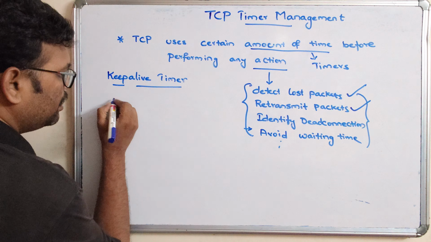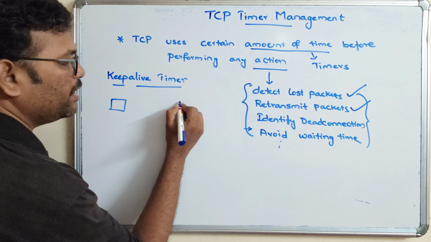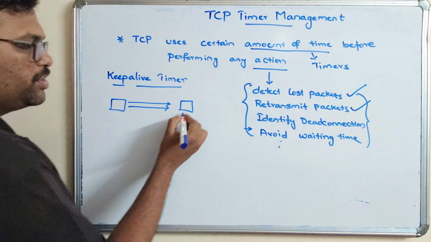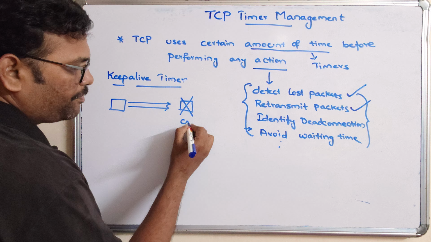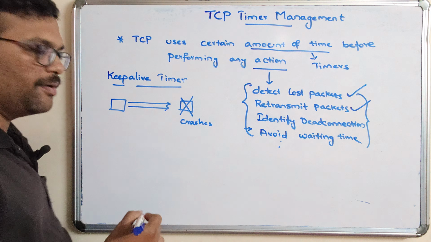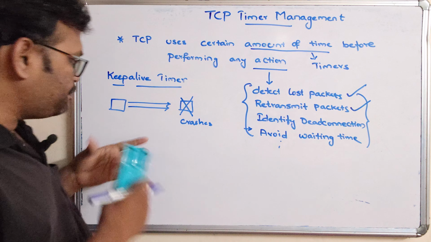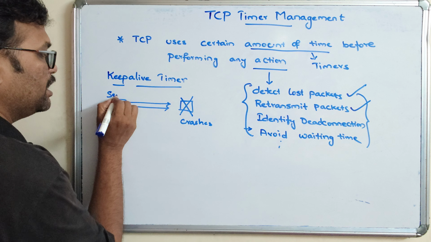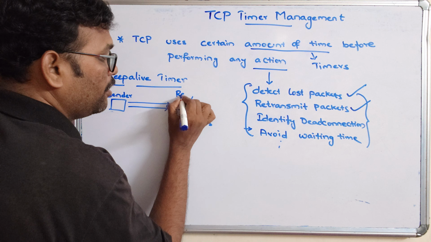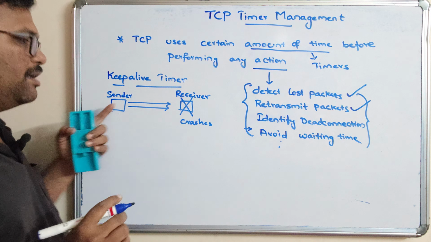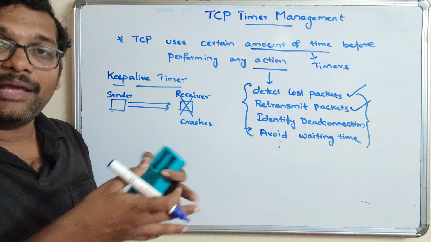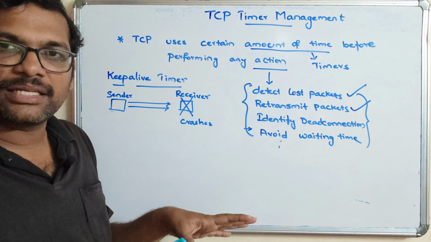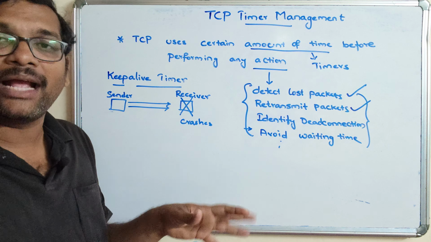For example, here the sender is there and here the receiver is there, and they keep on messaging, and unfortunately the system crashes. Okay, so this particular sender will be treating the connection as still alive, but unfortunately the system crashes or the connection is disconnected or hung up. Okay, the connection hung up, right?